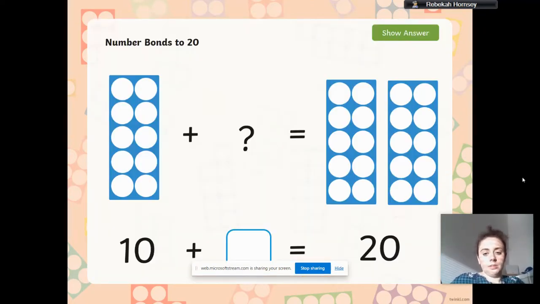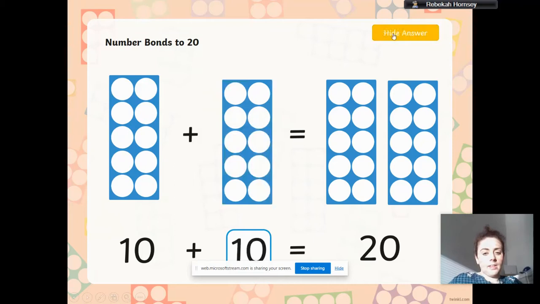So, where's my mouse? There he is. Number bonds to 20. 10 add something, so we've got 10 here in our numicorn. Add something equals 20. What do we need to add to 10 to make 20? Well, this is what we've added on this side, isn't it? So let's count it. 1, 2, 3, 4, 5, 6, 7, 8, 9, 10. I was right. 10 add 10 makes 20.